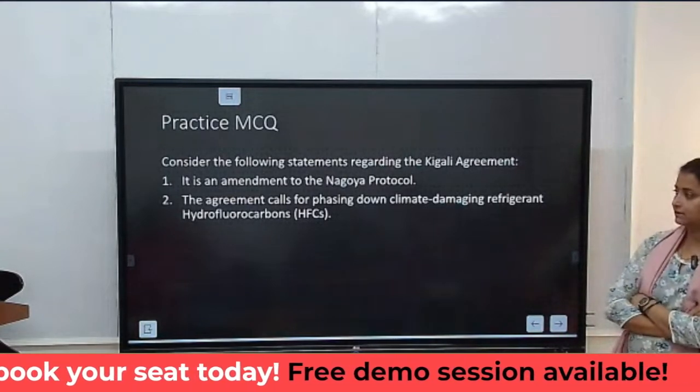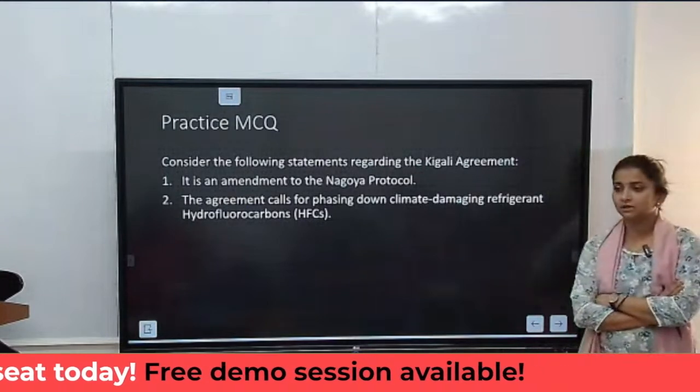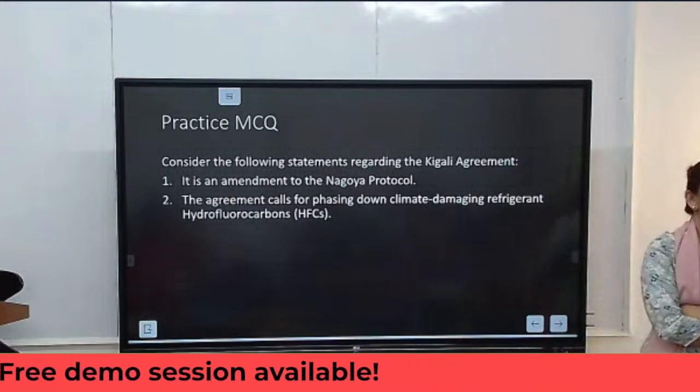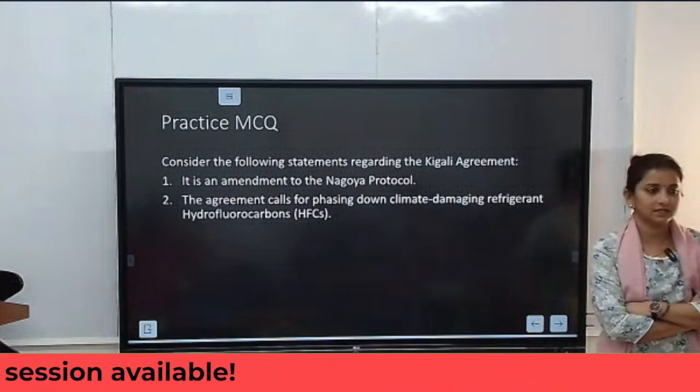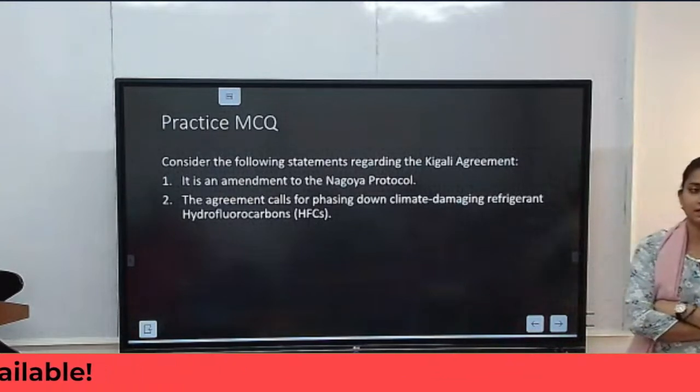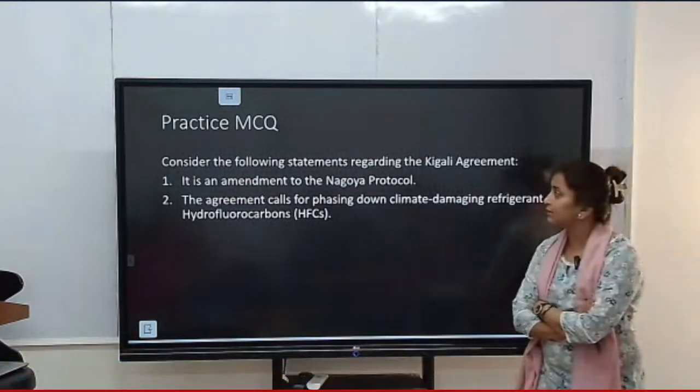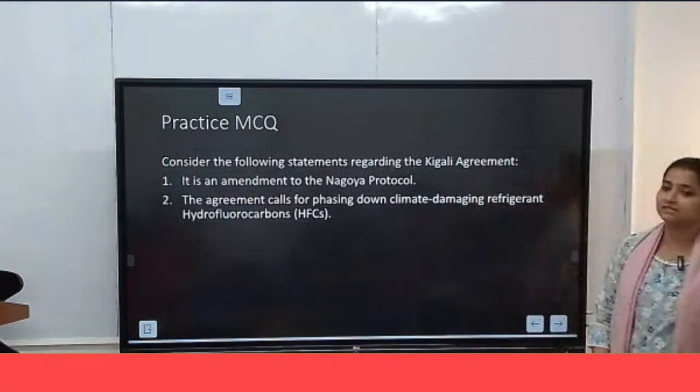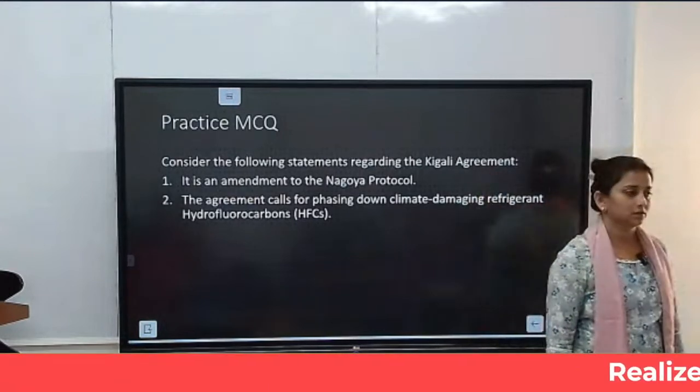Second statement is correct. What about the first one? Not sure about the Nagoya Protocol, because we have not studied it. We'll be reading it in biodiversity. But the Kigali Agreement is an amendment to which protocol?